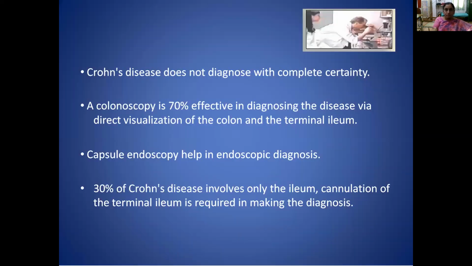There is a lot of confusion in diagnosis, and we will still not be able to diagnose the condition with 100% certainty. So what are the investigations that are necessary to come to a conclusion at least? Crohn's disease is not diagnosed with complete certainty. That's the first important point. A colonoscopy is most important. It is 70% effective in diagnosing the disease, because you can directly visualize the colon. So you can see the lesions and the terminal ileum.